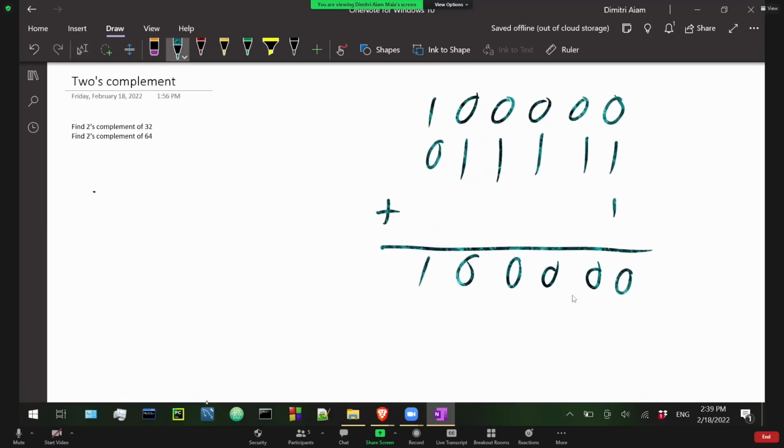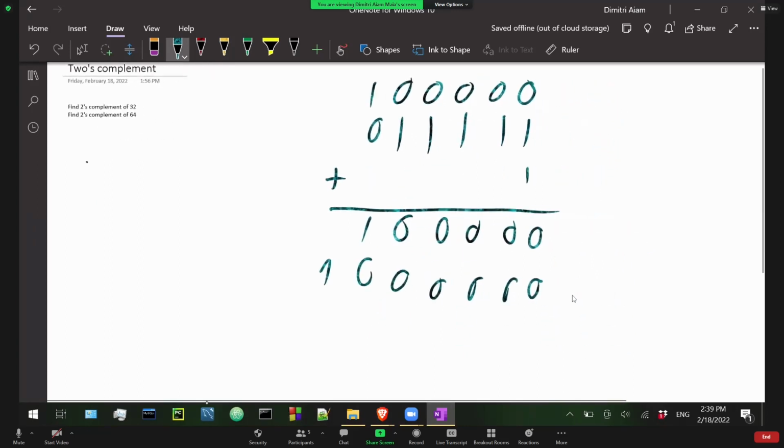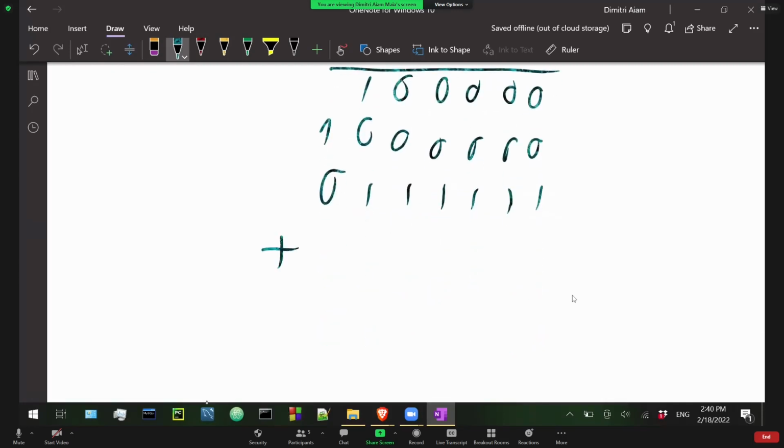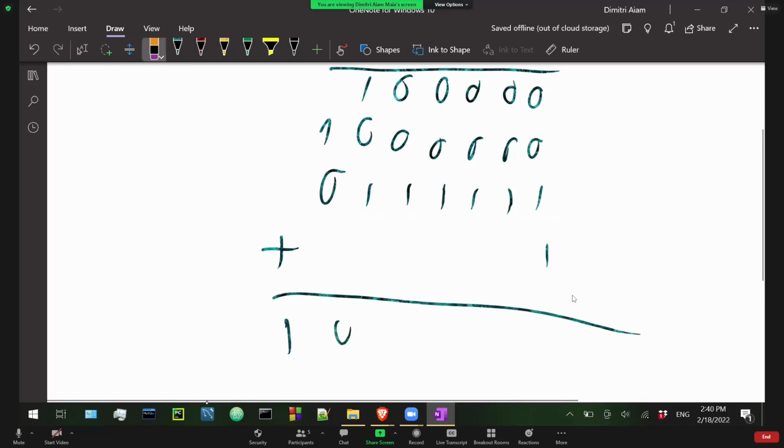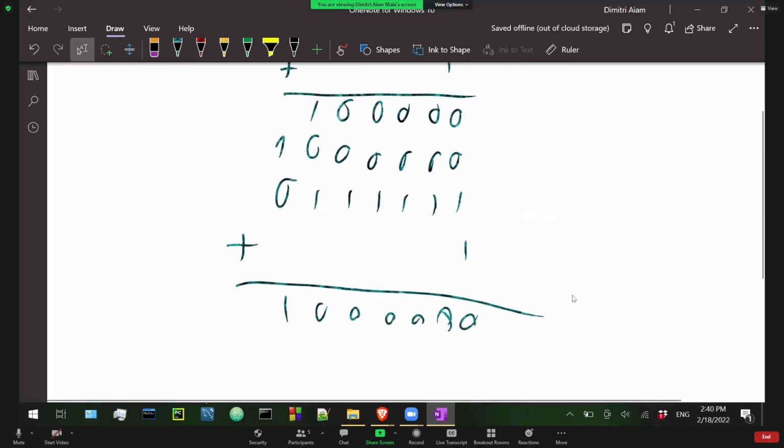And it's the same thing for the 64. For the 64 we add one number here. So it becomes 0, 0, 0, 0, 0, 0, 1. We flip first. Now, after we flip, we add 1, and then we retain 1, 0, 0, 0, 0, 0. So that's the two's complement.